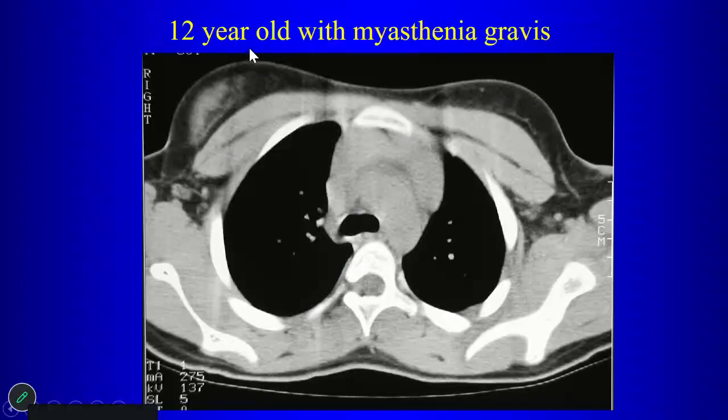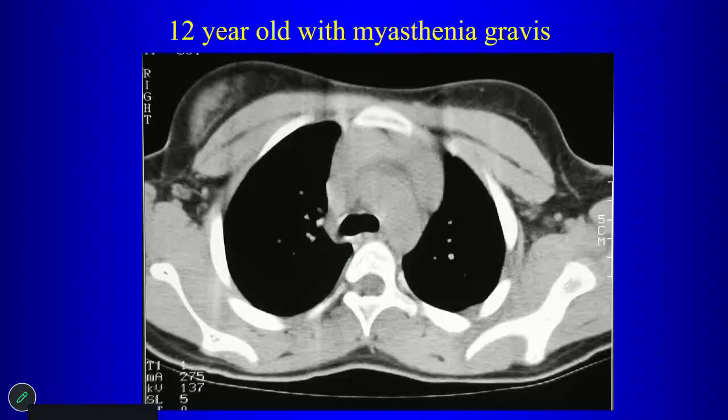This is another young patient. This is a 12-year-old with myasthenia gravis, right? So here again, there's an anterior mediastinal mass, but there's something about the shape of this that's a clue as to what this represents. And what is that? Draping over. It's draping over, it's kind of banana-shaped, right? So that suggests that rather than a thymoma, so 12-year-olds don't get thymoma, first of all. Even in myasthenia gravis, thymoma does not occur in children.